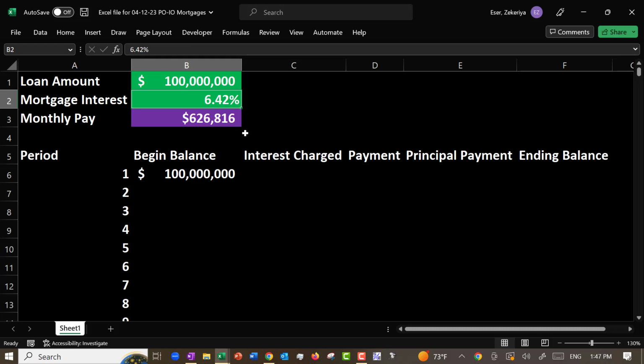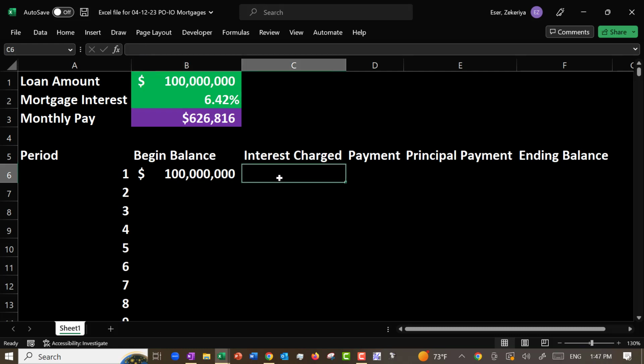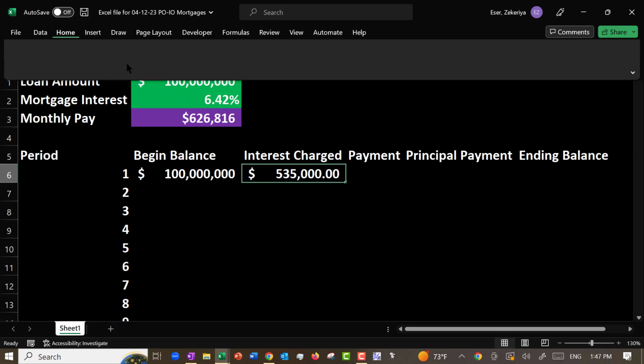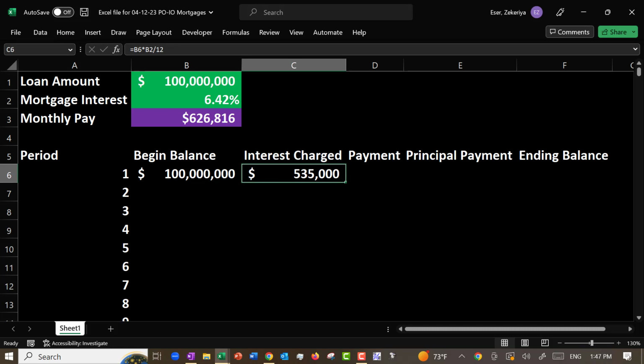Remember, mortgage interest, not interest rate, is fixed at the time mortgages are originated. So interest charges are based on that. So given beginning balance, you multiply the mortgage interest, divide by 12. So the first month of that 626,000 and change payment, 535,000 goes towards interest. Obviously, that's the payment.